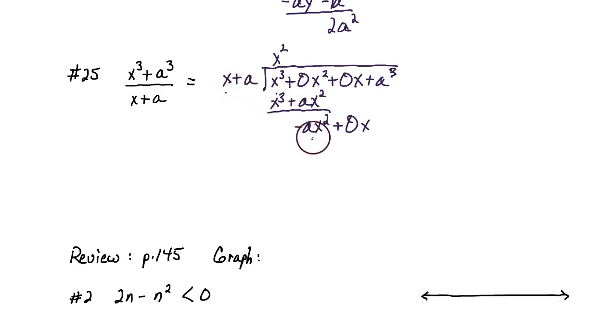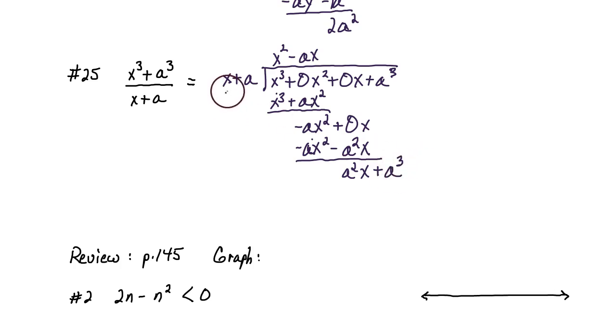X times what makes negative ax squared? We would need a negative ax, because negative ax times x is negative ax squared. Negative ax times a is negative a squared x. Now subtract. These cancel away. 0x subtract a negative a squared x is positive a squared x. Bring down the next term.